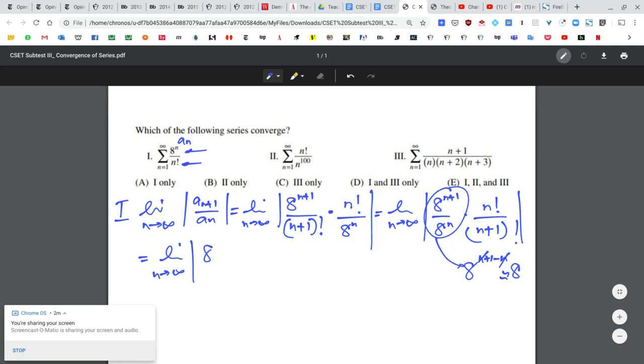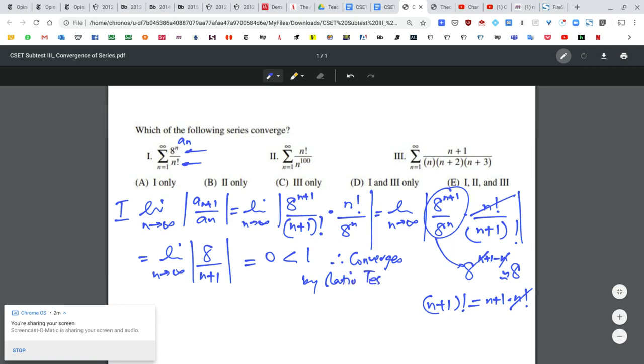And then if you recall, (n plus 1) factorial is basically n plus 1 times n factorial. So if you observed and rewrote it that way, then you'll see that the n factorials just collapse and you're left with n plus 1 in the denominator. And when you take infinite limits, you'll get 0, which is less than 1. Therefore, the first series converges by the ratio test. So the first guy converges.